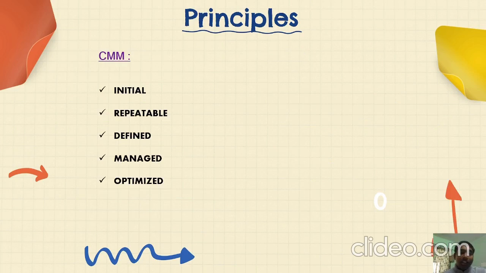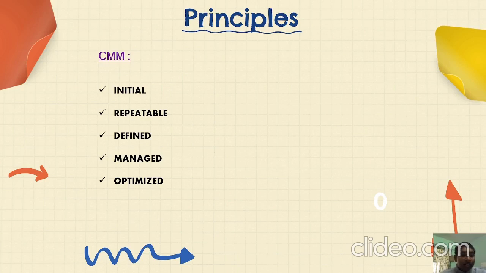Now, speaking about the principle of CMM, first one is initial. At the initial level, processes are disorganized, ad hoc, and even chaotic. Success likely depends on individual efforts and is not considered to be repeatable. This is because processes are not sufficiently defined and documented to enable them to be replicated. The next is repeatable. At the repeatable level, requisite processes are established, defined, and documented. As a result, basic project management techniques are established and successes in key process areas are able to be repeated.